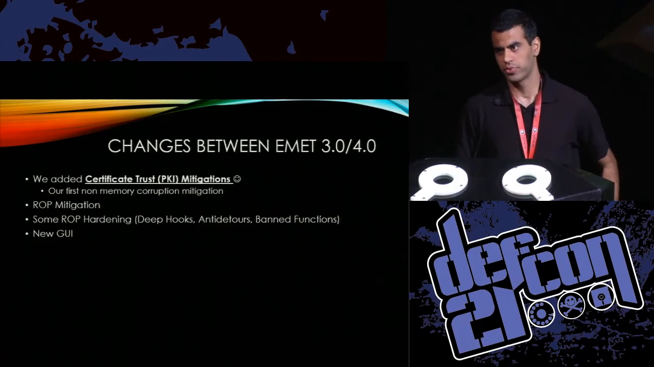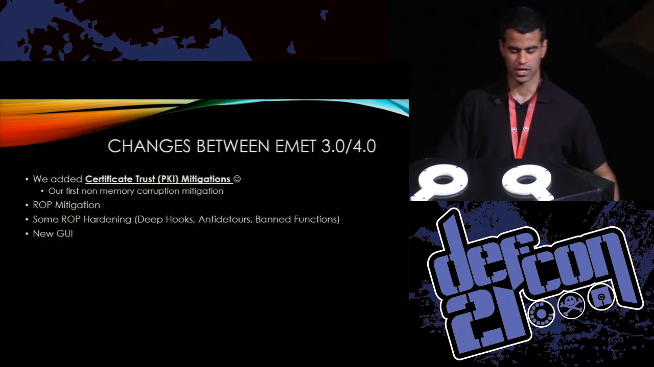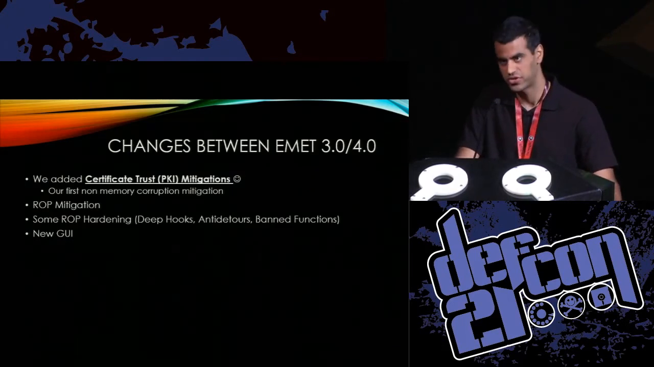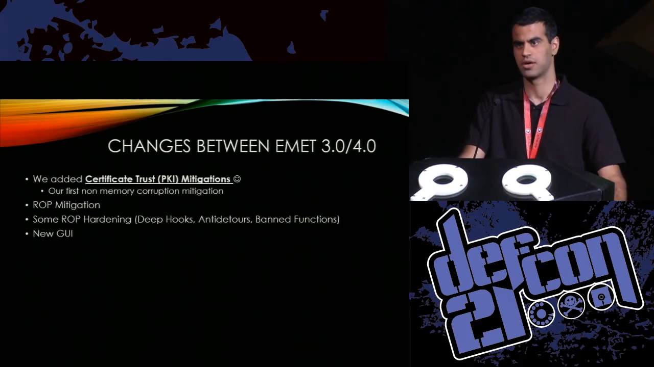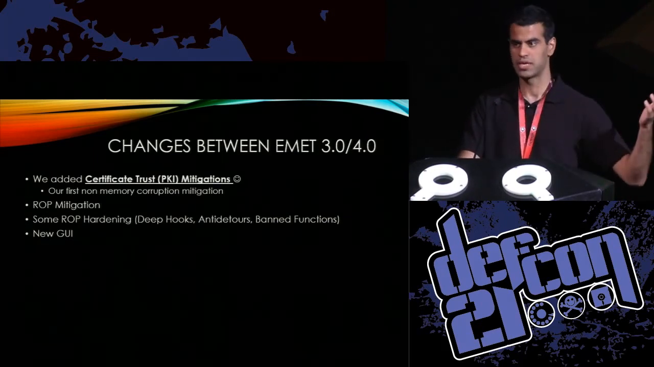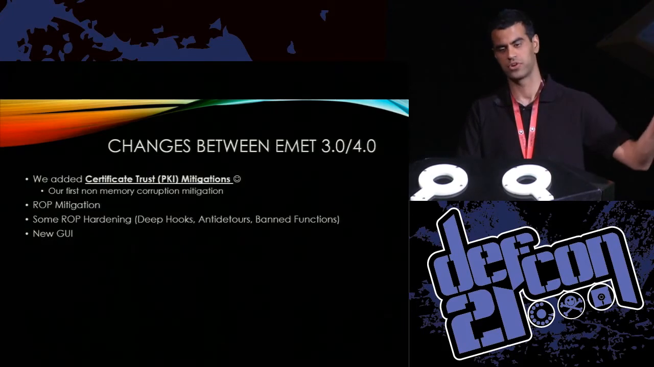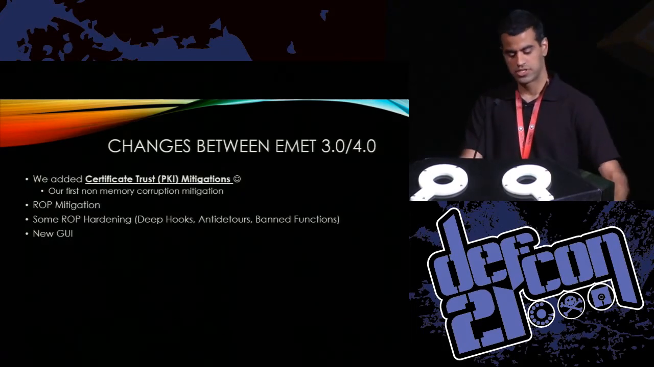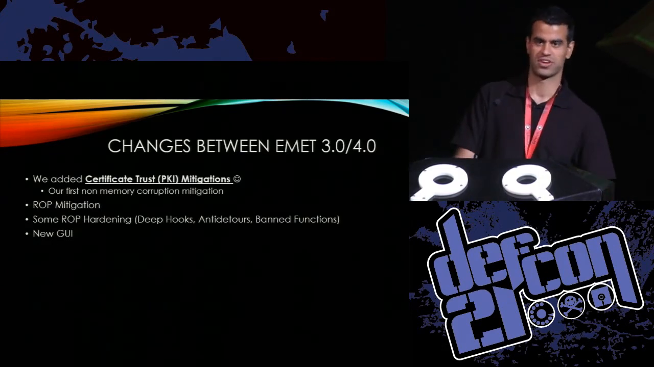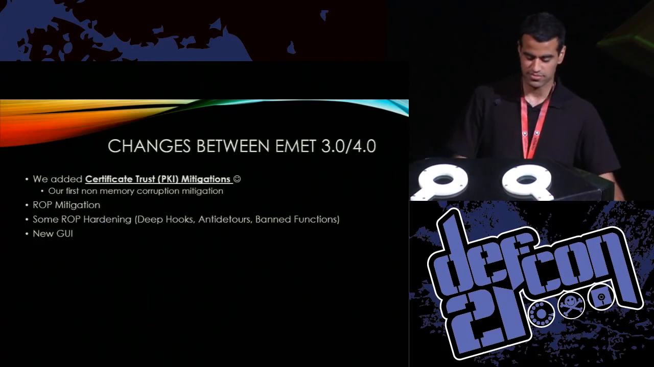So, some changes between EMET 3.0 and 4.0. First of all, we added the certificate trust PKI mitigation. A lot of talks this year at Defcon have been about man in the middle and abusing PKI. I'm not saying that PKI itself is bad, but sometimes it can be weakly or badly implemented, like if you use short keys for your roots. So that was a mitigation we added for that. We added a mitigation for ROP exploits and some hardening for those ROP mitigations, and a new user interface so you can have skins and cool stuff like that.